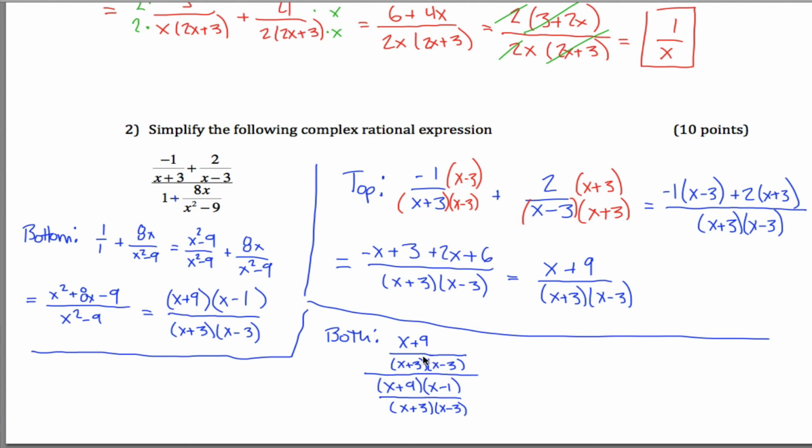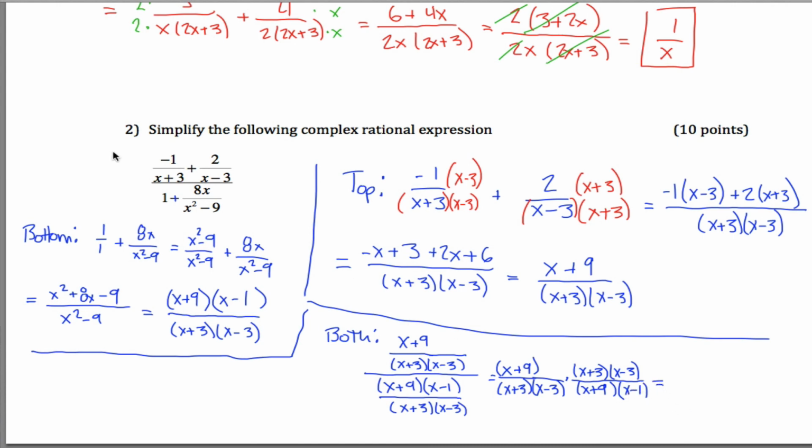Okay, I'm dividing these horribly nasty fractions. There's a way to divide fractions. It's kind of like multiplying fractions, but you multiply by the reciprocal. What I'm trying to say is take the thing on the bottom, flip it upside down. So the thing on top was x plus 9 over x plus 3, x minus 3. Instead of dividing, I'm going to multiply by this thing upside down: x plus 3, x minus 3 over x plus 9, x minus 1.